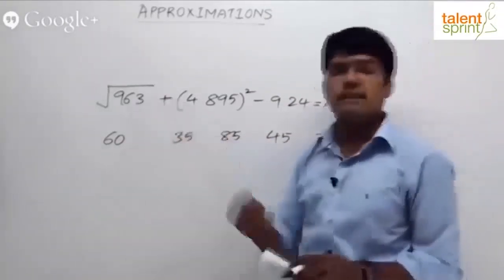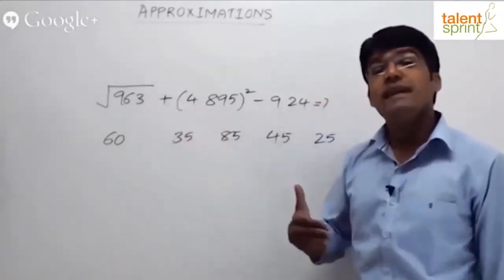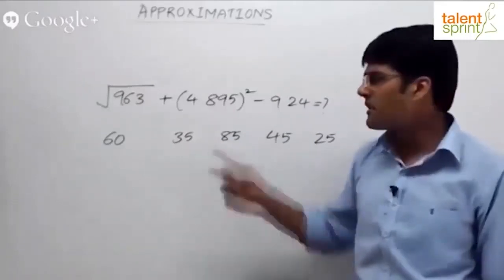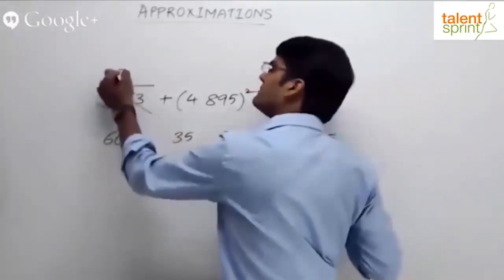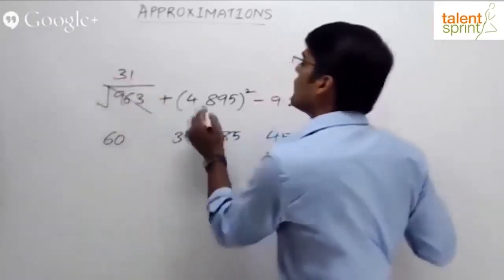What's the square root of 963? Square root of 900 is 30. Square root of 961 is 31. Yes or no? 31 squared is 961. So very close to 31. 963 can be taken as close to 31.